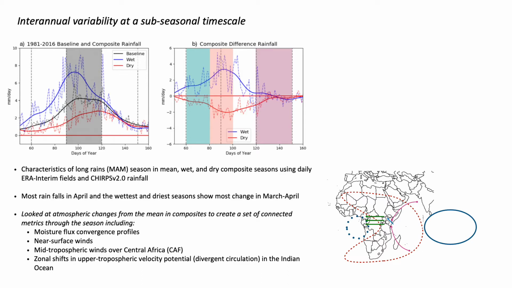So we looked at atmospheric changes from the mean in composites to create this set of connected metrics, and this included moisture flux convergence profiles, near surface winds, mid-tropospheric winds over Central Africa, and zonal shifts in the upper tropospheric velocity potential or divergent circulation in the Indian Ocean, and a schematic of all these things and how they're related is shown on the right.